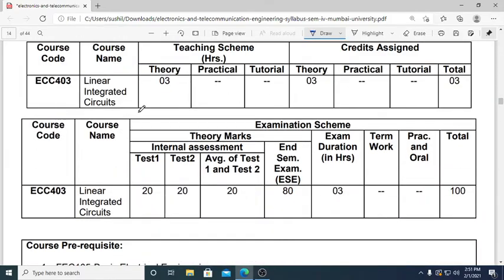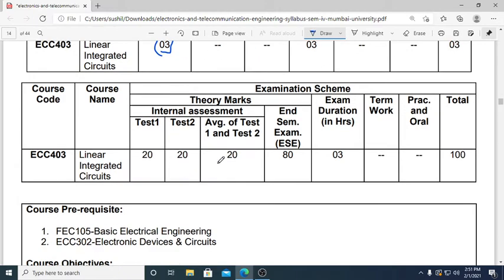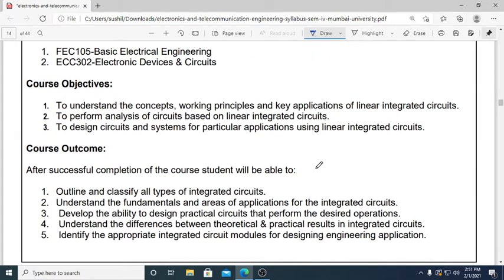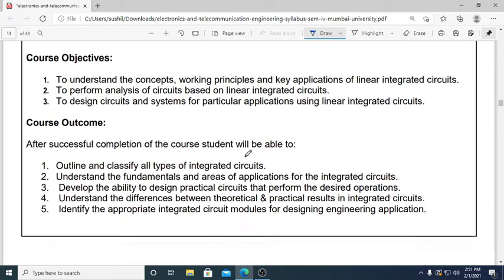In linear integrated circuits there are 3 hours of lectures per week in total. For theory you have unit test 1 and unit test 2 of 20 marks each, and you maintain the average out of 20. The end semester exam is of 100 marks in total, and there are 50 marks for term work of 25 marks and practical work of 25 marks.